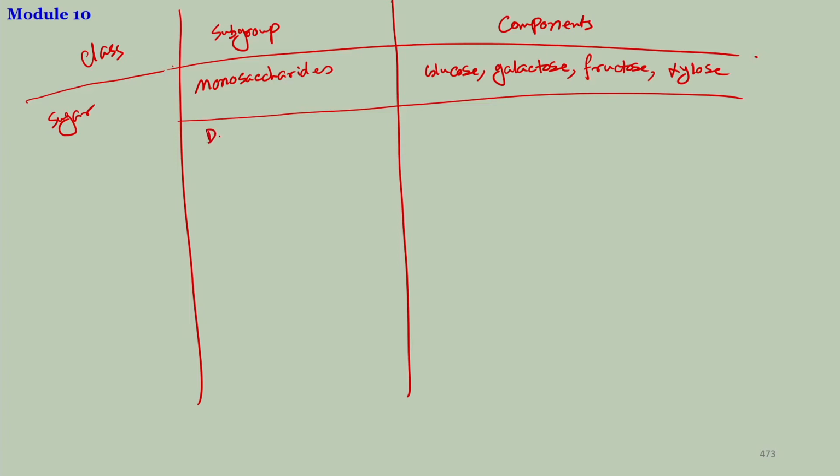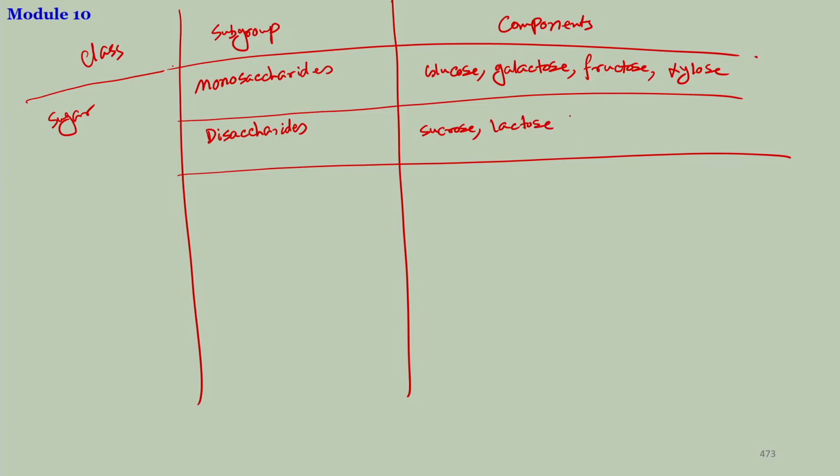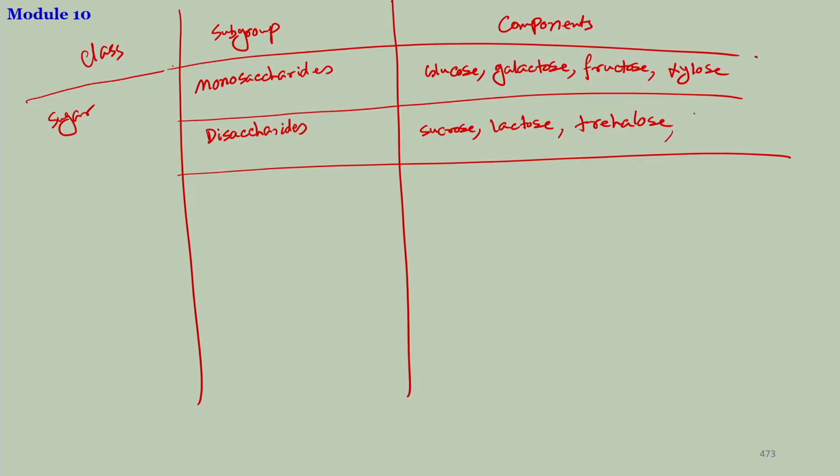And then you have the disaccharide, as we have talked. Examples of the disaccharides are sucrose, lactose, trehalose. Trehalose is a very important carbohydrate, or a very important sugar-containing molecule, which has a lot of biological applications. Maltose, and then polyols.